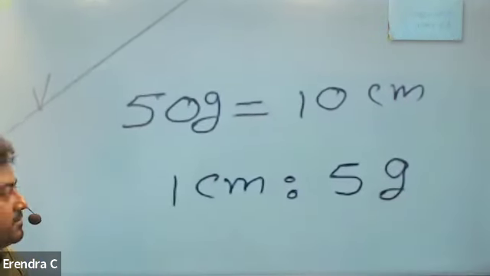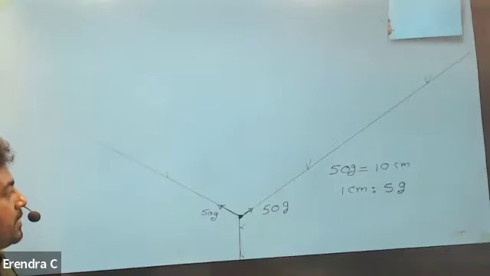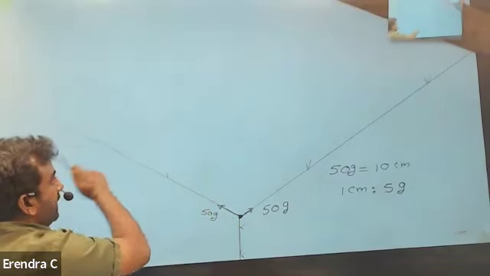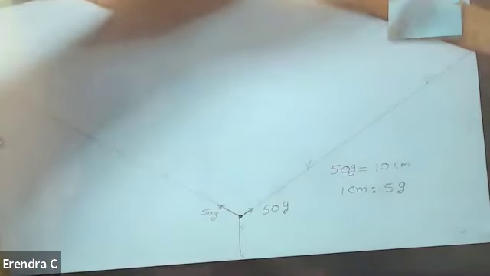Here's the rule. 1 centimeter, 5 grams. Here 50 grams each. So you need about 10 centimeters that way, 10 centimeters this way.